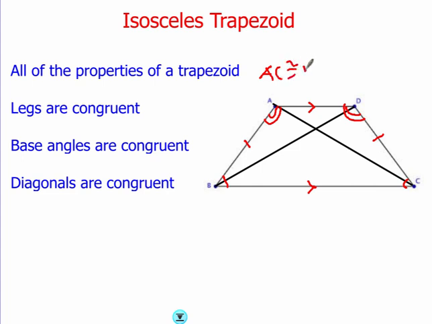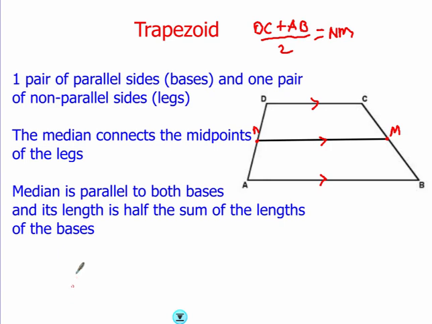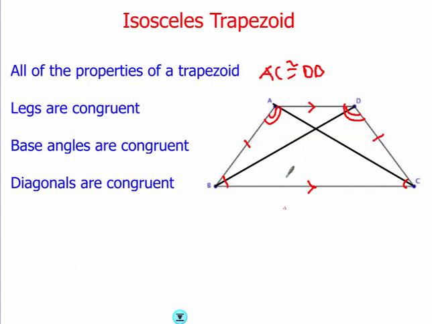Sorry, not A. Yeah, AC is going to be congruent to DB. And those are our trapezoids. Okay, a general trapezoid, one set of parallel sides. An isosceles trapezoid, one set of parallel sides, and the legs are congruent.